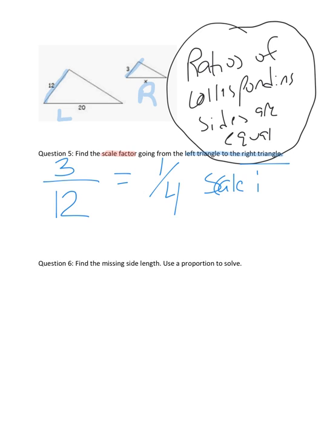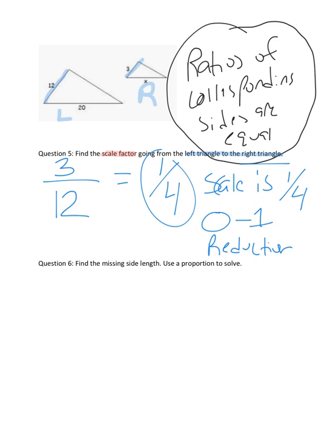And because it's 1/4, remember, if it's a number in between 0 and 1, it's called a reduction, which makes sense in this problem because notice the right triangle is smaller. It's reduced, and in this case we're given the scale factor by 1/4. That's important because that tells us all the side lengths will also be reduced by 1/4 if we're going from the left to the right triangle.